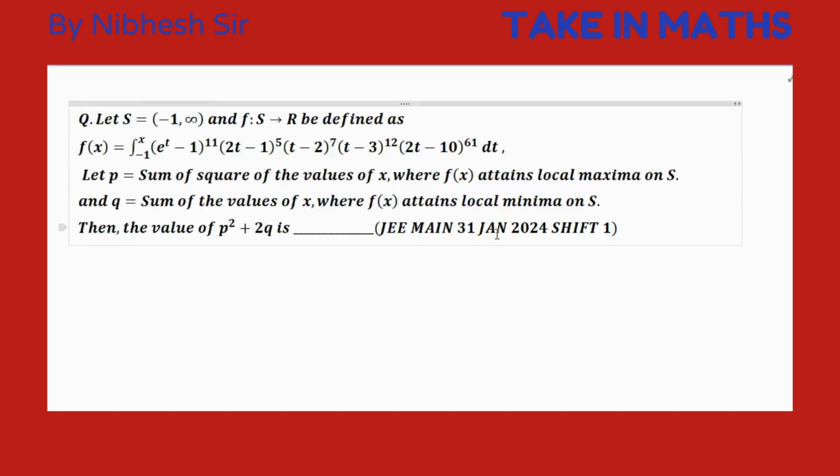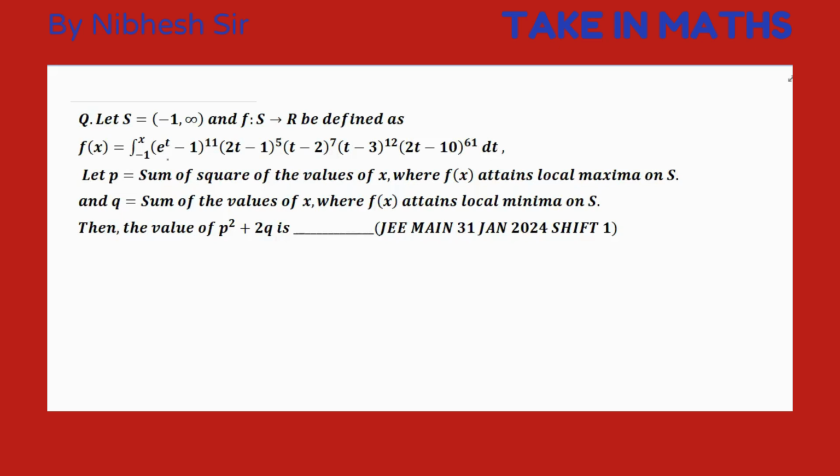इस वीडियो में जेईई मेन 31 जनवरी 2024 शिफ्ट 1 डेफिनेट इंटीग्रेशन का क्वेश्चन को कवर करने जा रहा हूँ। सो द क्वेश्चन इज हियर, let S equal to (-1, infinity) open interval, function defined from S to R is a real number. So f(x) is what here, integral from -1 to x of (e^t - 1)^11 (2t - 1)^5 (t - 2)^7 (t - 3)^12 (2t - 10)^61 dt.